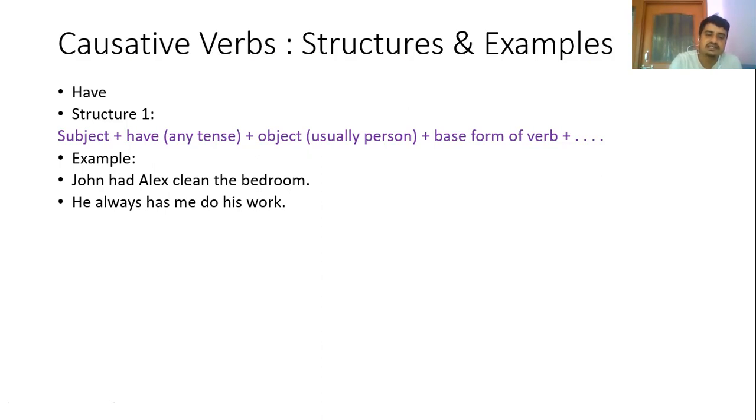What is subject here? What is causative verb? What is me? Is it object or agent? And do, base form of verb. Good. Mary will have in the future tense. And structure number 2.